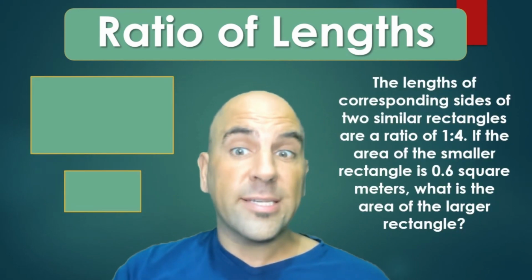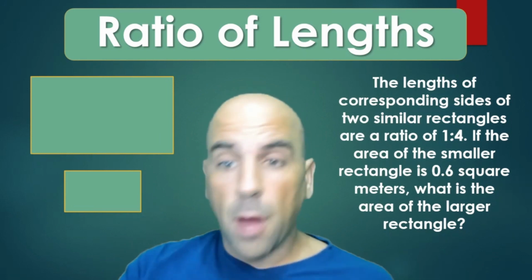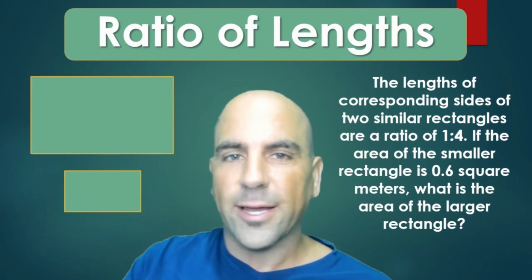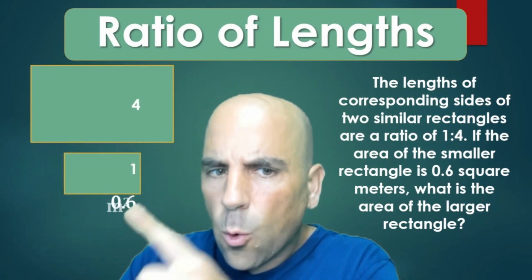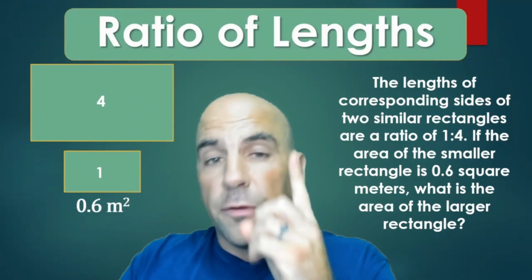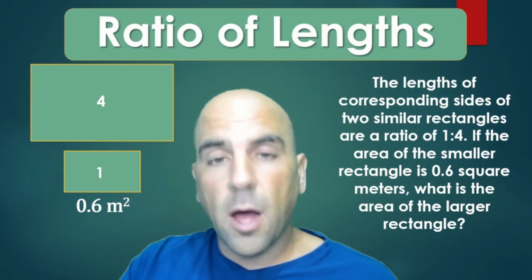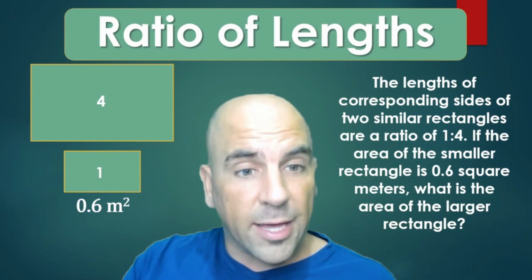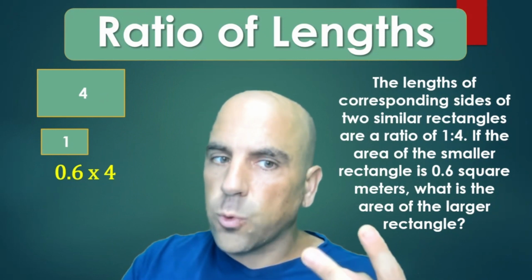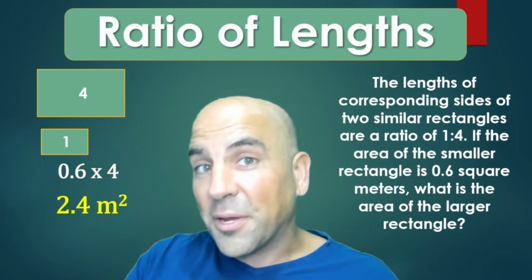The lengths of corresponding sides of 2 similar rectangles are in a ratio of 1 to 4. If the area of the smaller rectangle is 0.6 square meters, what is the area of the larger rectangle? Now, this is an easy one since we're using a 1 to 4. So we know the 1 is 1/4, or in other words, the bigger one is 4 times as big as the smaller one. So we simply need to take 0.6 meters squared times 4. And you guys know 6 times 4 is 24, right? But it's 0.6, so the answer is simple, 2.4 meters squared.